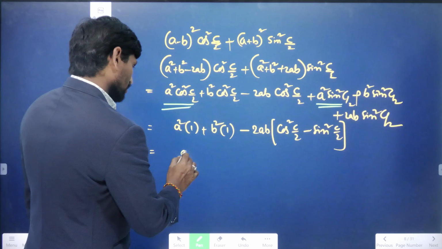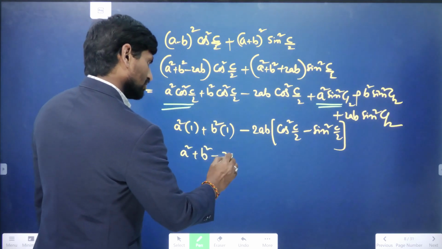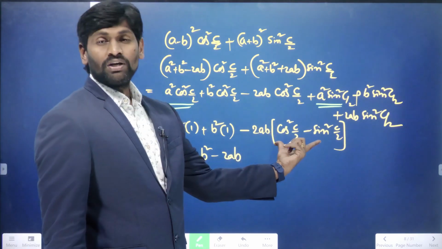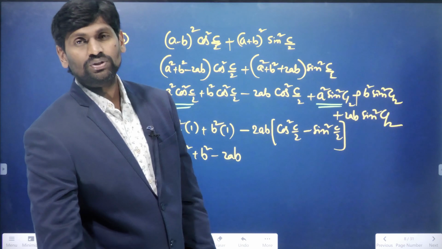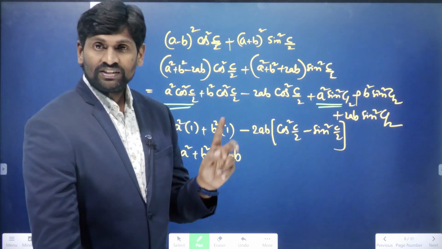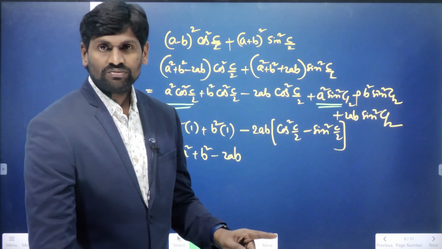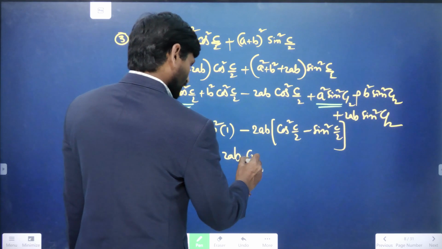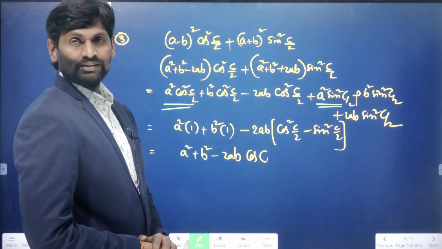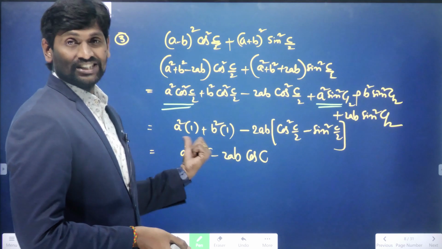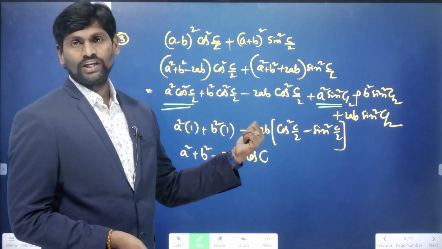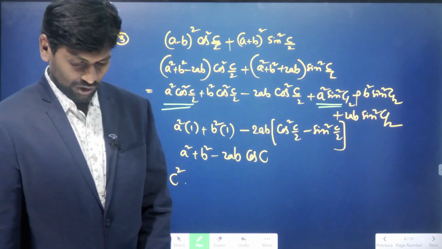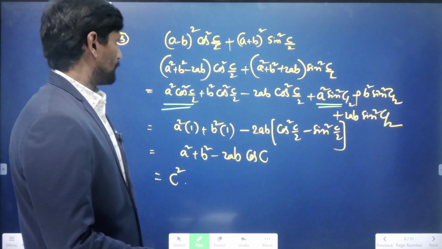So it is looking like A square plus B square minus 2AB times something. What formula should we get? Cos C, because it is the formula for cos 2 theta. What is the cos 2 theta formula? Cos square theta minus sin square theta, or 1 minus 2 sin square theta, or 2 cos square theta minus 1. So according to that, it is cos C, which is the cosine rule: C square is equal to A square plus B square minus 2AB cos C. So the answer is C square. Okay, cosine rule. Let us go to the next problem.